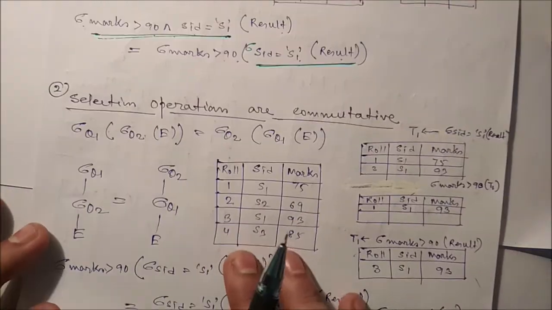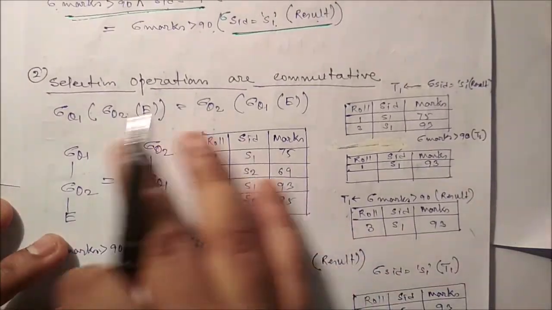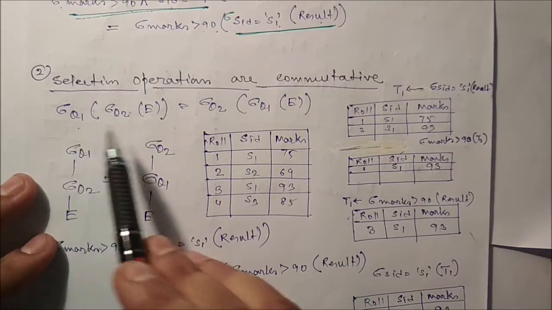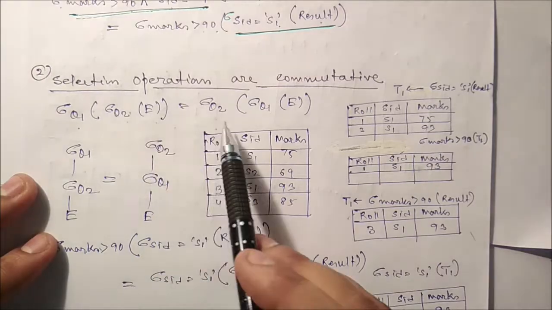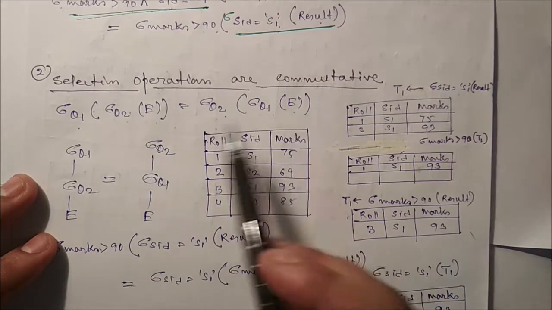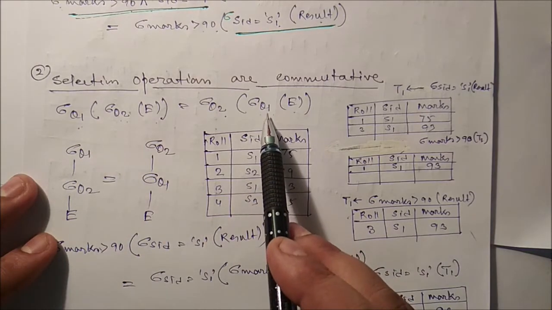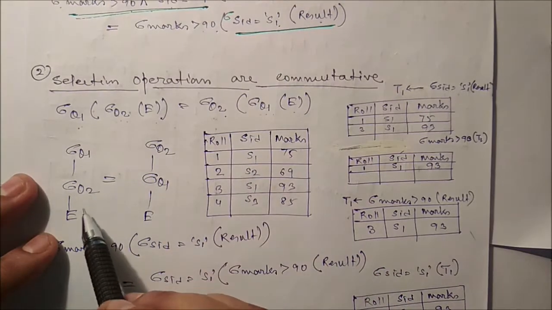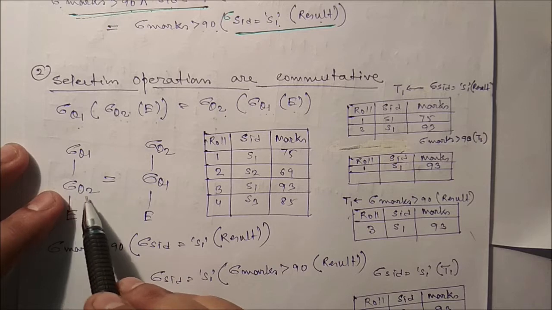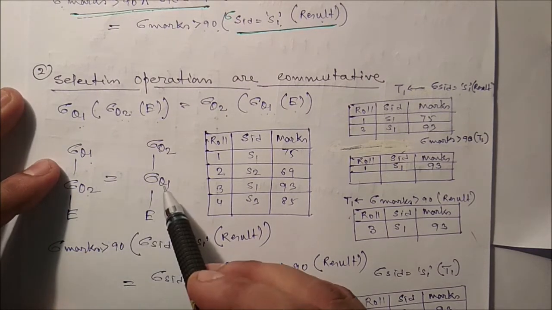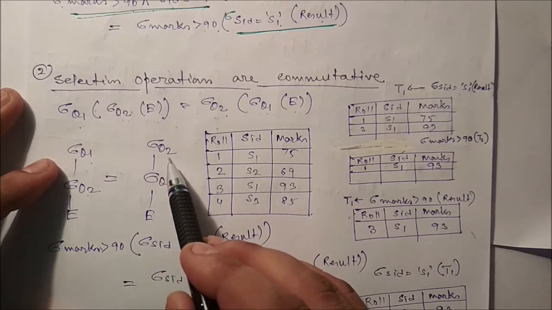Okay, next we can see this one, selection operations are commutative. Now we can see here sigma theta 1 sigma theta 2 E is equal to sigma theta 2 sigma theta 1 E. That means here first apply condition theta 2 then theta 1, and here first apply condition theta 1 then theta 2. So you can see first applying selection condition theta 2 then theta 1 is equivalent to first applying selection condition theta 1 then theta 2.